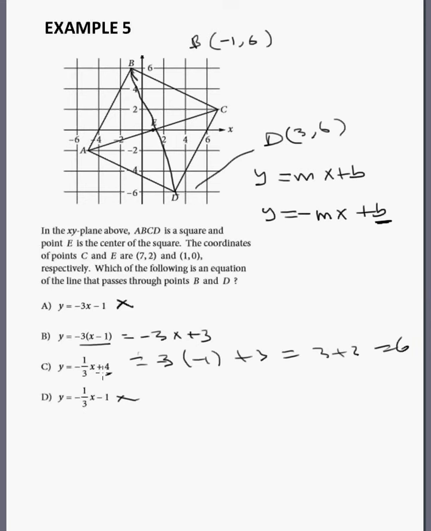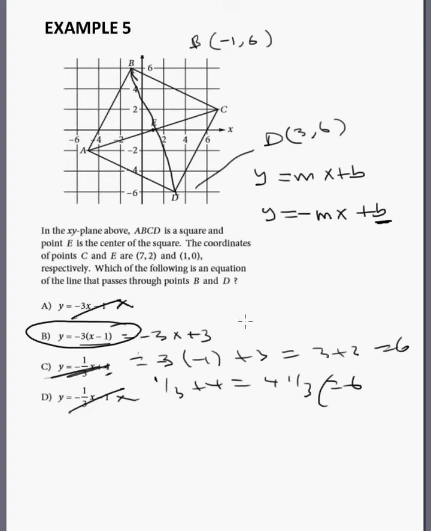Let's check this one and see. If I plug in negative 1 here, it gives me 1 over 3 plus 4, which is 4 1/3. That is not equal to 6, and therefore it cannot be this. So this is wrong, this is wrong, this is wrong. So the only possible choice for you here is this. So that is how you do that.